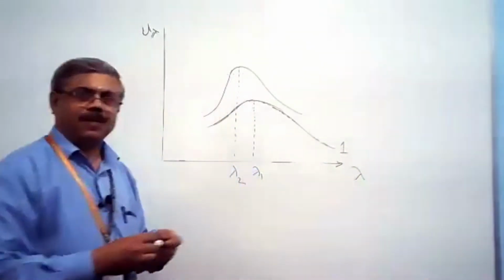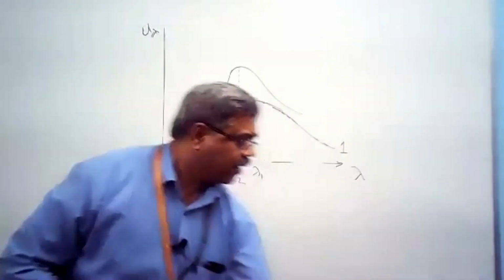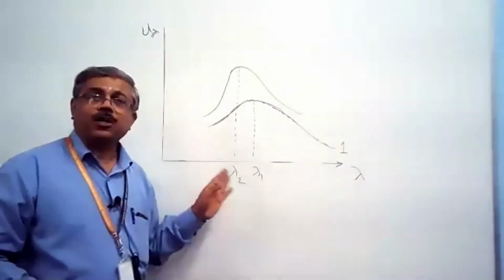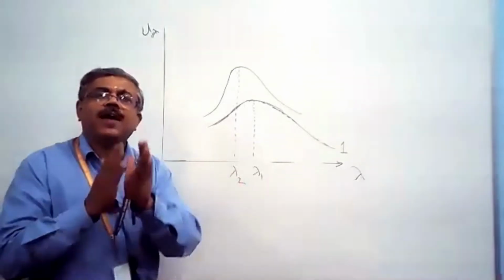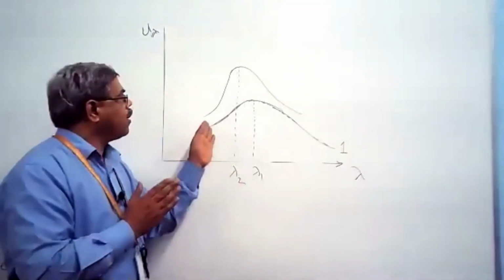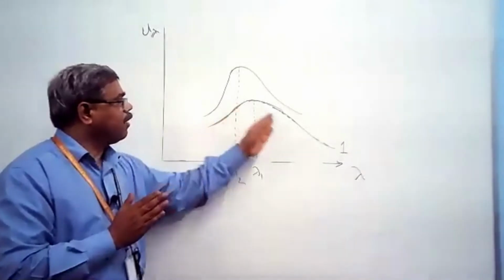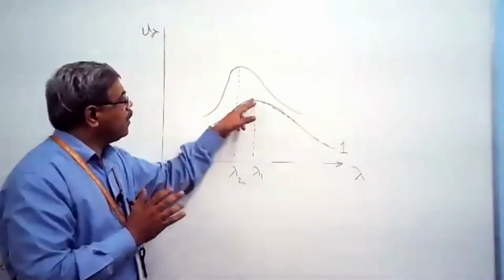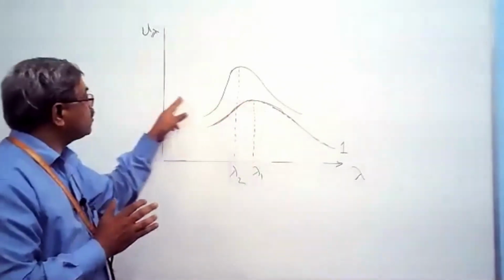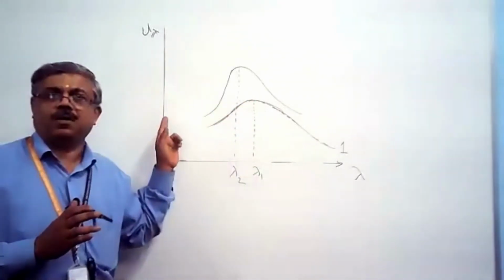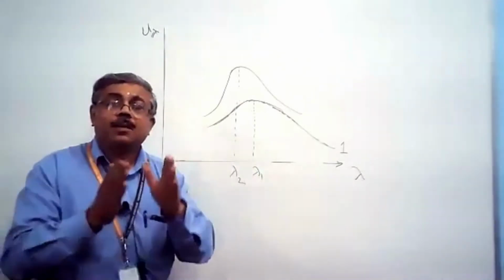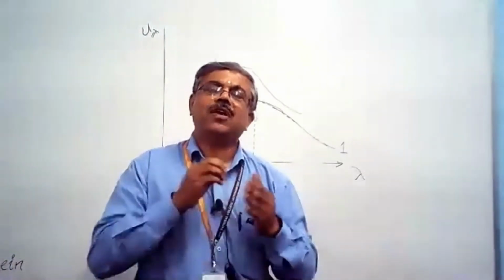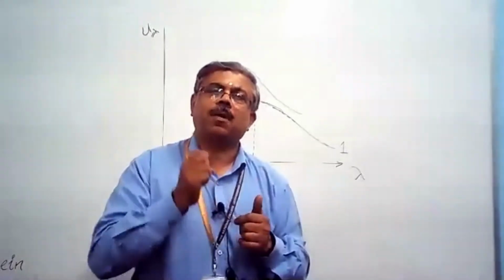Now, what is the meaning of this? Actually, this lambda 1 is the wavelength corresponding to the majority of the energy. Whatever wavelengths are available here correspond to some energy, but this lambda 1 corresponds to maximum energy, or we have more waves corresponding to that wavelength. We call that the most probable wavelength.